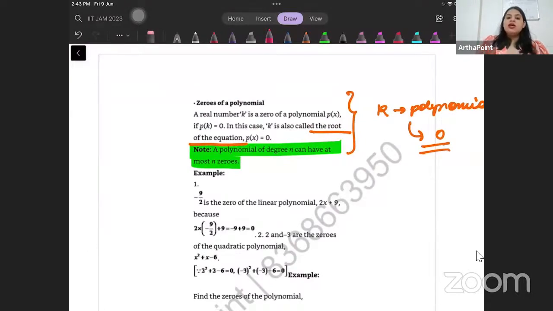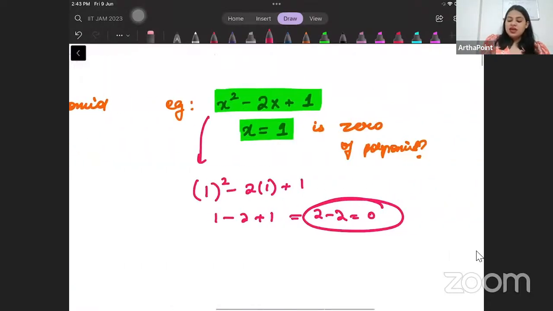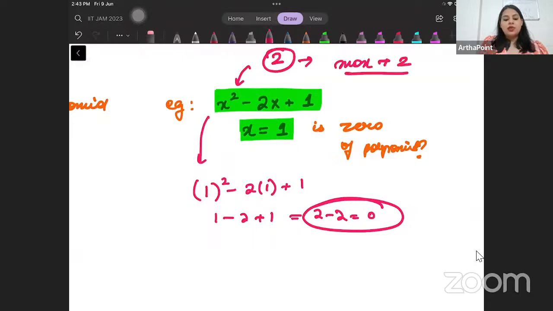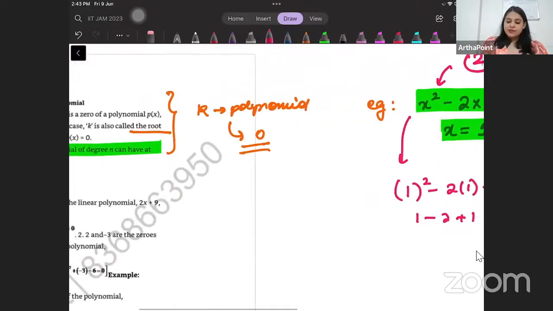Now we are saying that a polynomial of degree n can have at most n zeros. That means if the highest degree is 2, then the maximum number of zeros that can exist will be 2. You cannot exceed 2 zeros. This is the maximum number of zeros that will exist.